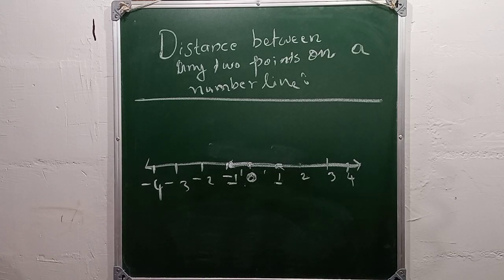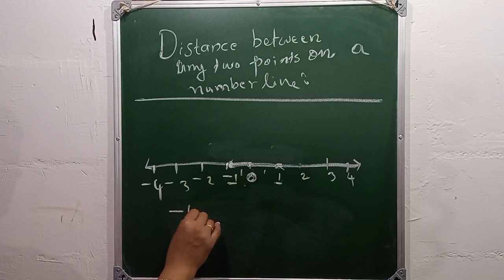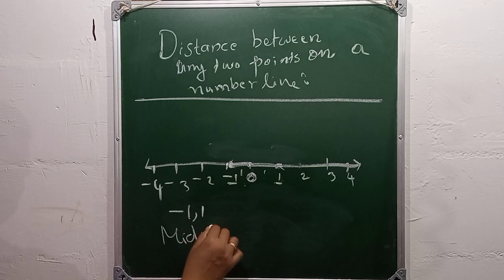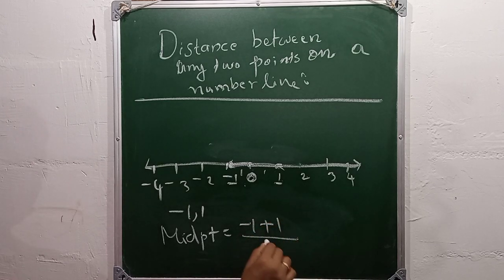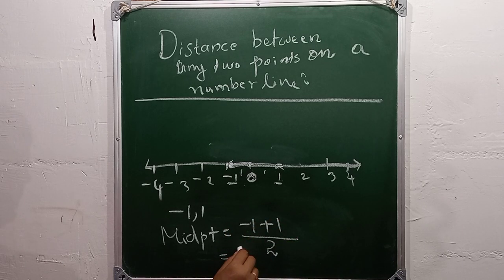Is there any easy way to find out the midpoint? Yes. To find the midpoint of a pair of numbers, we just add the numbers and divide by 2. Here the numbers are -1 and 1. To find the midpoint of these two numbers, we just add them, that is -1 plus 1, and divide by 2. What is -1 plus 1? Yes, 0. 0 by 2 is equal to 0 itself.